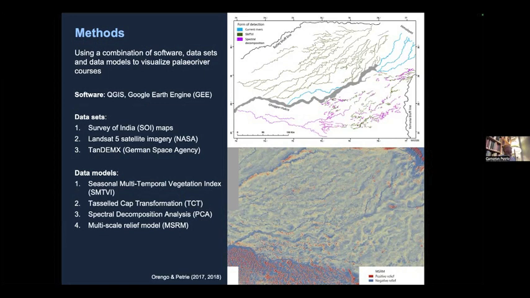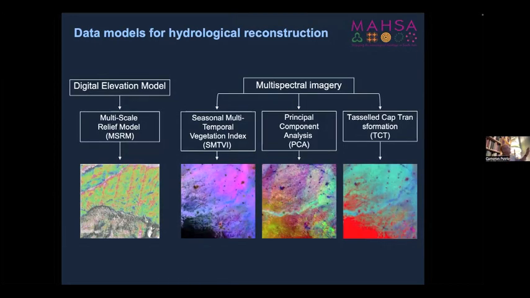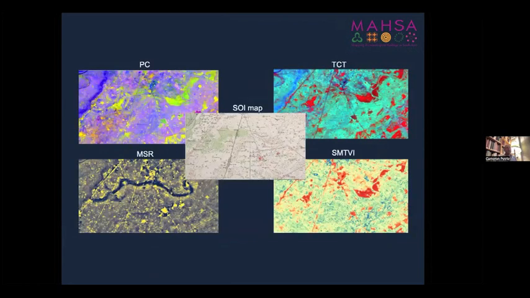So we're using Survey of India maps. We're using remote sensing imagery that's been collected by NASA, and also imagery that's been collected by the German Space Agency. And we process that using a lot of different techniques, looking at differences in vegetation, looking at the way that the colored spectra change, looking at things like the multispectral, multi-scale relief model on the right-hand side. And team members have been using these different methods. These are different imagery showing exactly the same area on the map, and revealing information about the locations of individual river channels, their morphological shape, how they may have changed.